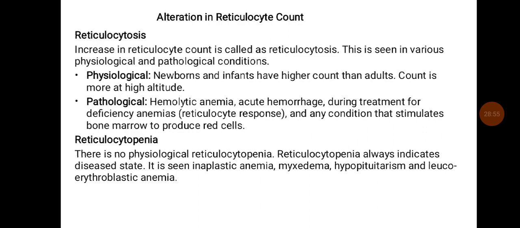Reticulocytosis is an increase in the reticulocyte count. This is seen in various physiological and pathological conditions. Physiologically, it is seen in newborns and infants, and the count is also higher at high altitude. Pathological causes are hemolytic anemia, acute hemorrhage, the treatment of deficiency anemia, and any condition that stimulates the bone marrow to produce red cells.